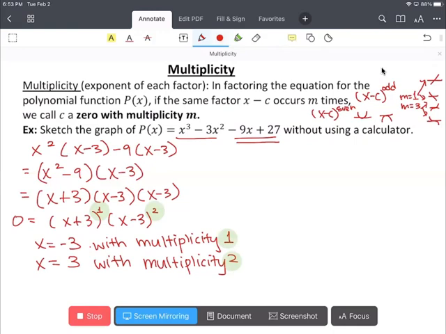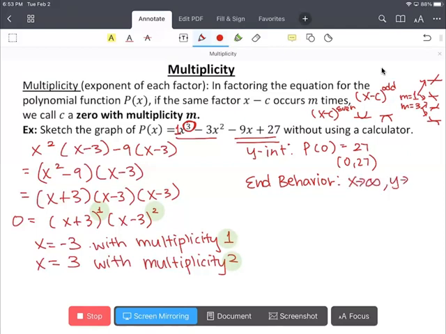So in order to sketch the graph, we also need to find the y-intercept by setting x equal to 0, which is 27. We're going to find the end behavior. Because the degree is odd, cubic for our case, and the leading coefficient is positive, we have positive 1 here. We know that as x approaches infinity, y approaches infinity. As x approaches negative infinity, y approaches negative infinity.